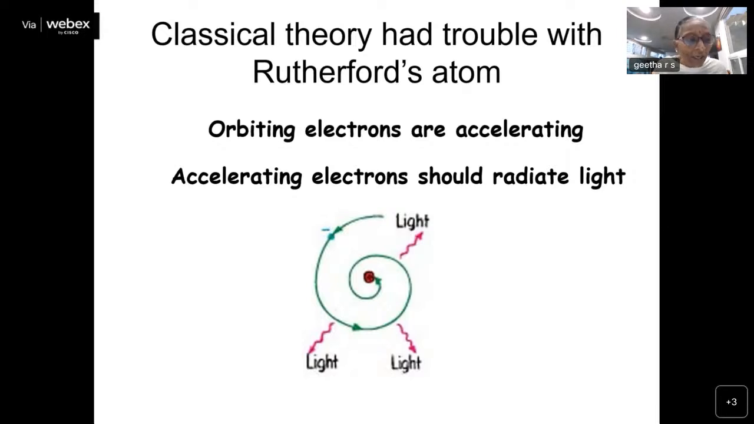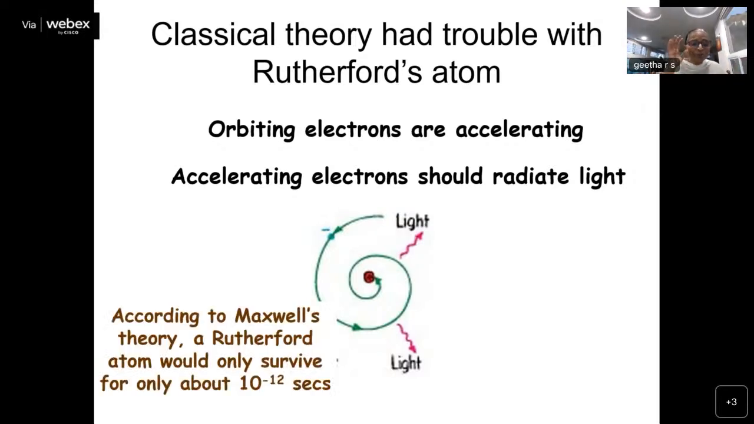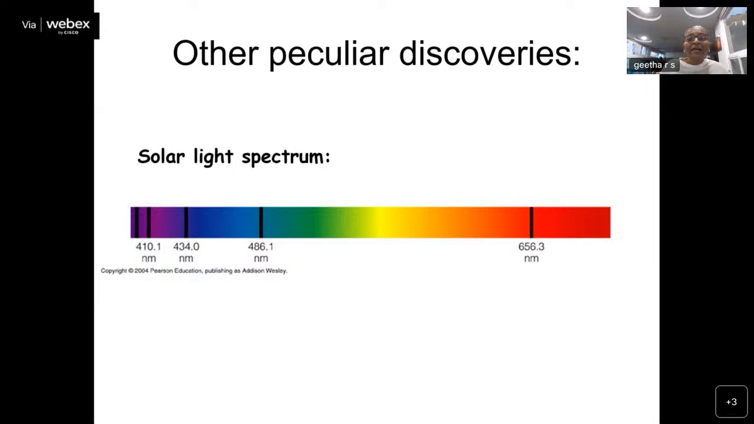Therefore, now what should happen? See, this accelerating electron is giving out light, and it should fall. It would only survive for about 10 to the power of minus 12 seconds. But every experiment shows that the Rutherford atom is very, very stable. Most of the atoms are very stable. Therefore, now what should be done?